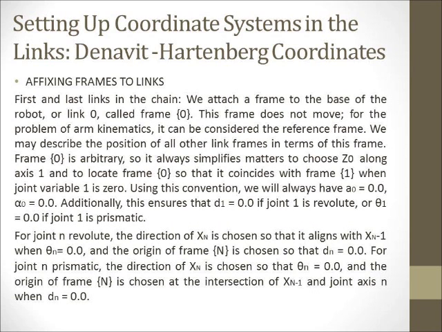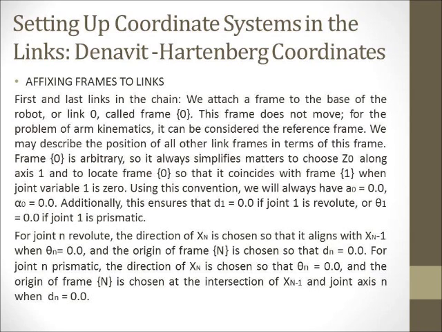For the first and last links in the chain, we attach a frame to the base of the robot, or link 0, called frame 0. This frame does not move. For the problem of arm kinematics, it can be considered a reference frame. We may describe the position of all other link frames in terms of this frame. Frame 0 is arbitrary, so it always simplifies matters to choose Z0 along axis 1 and to locate frame 0 so that it coincides with frame 1 when joint variable 1 is 0.